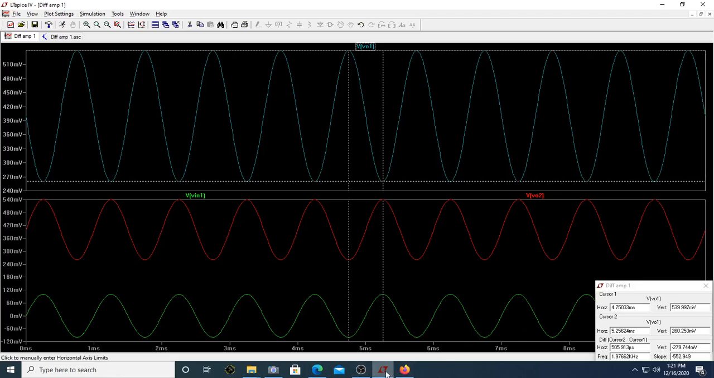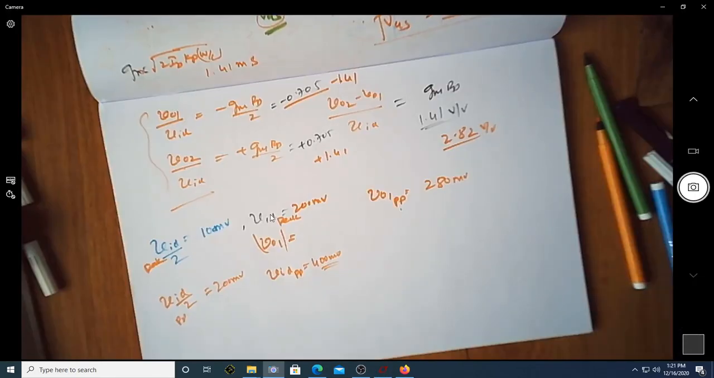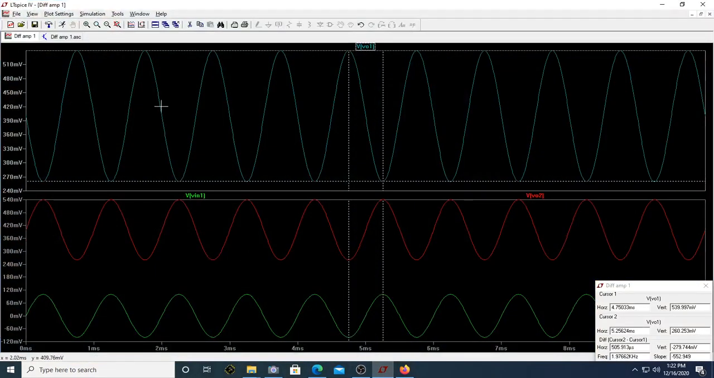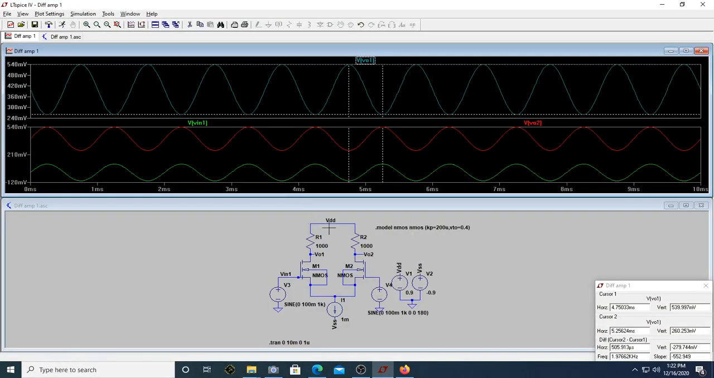Let me just go back here and then try to find out. Okay, this is what we have now. Okay, let us find out what is the gain of this amplifier.